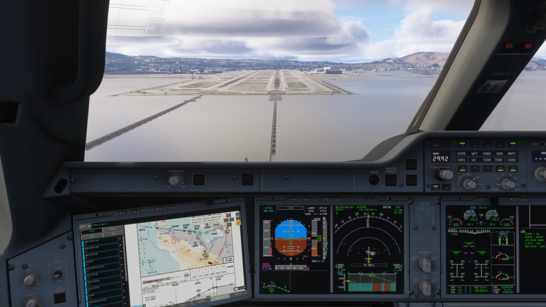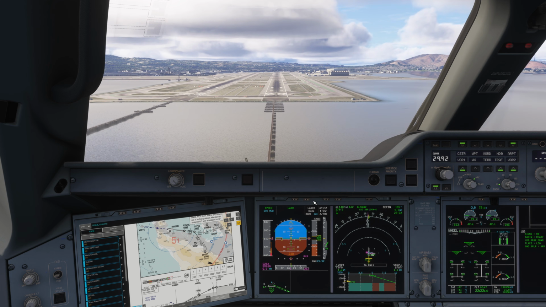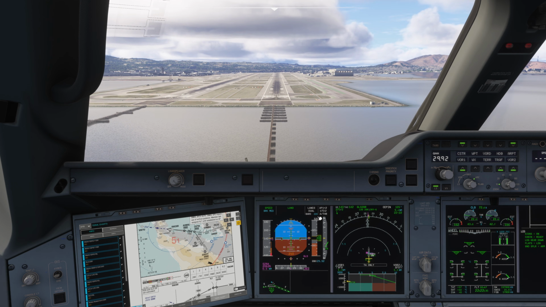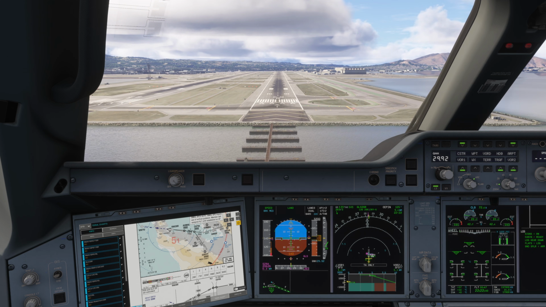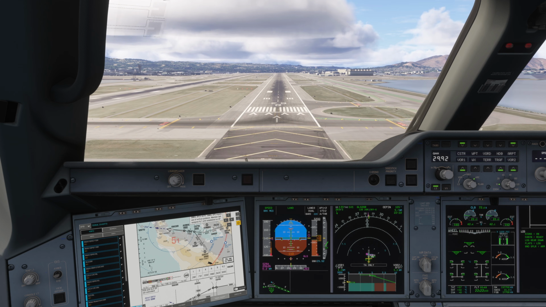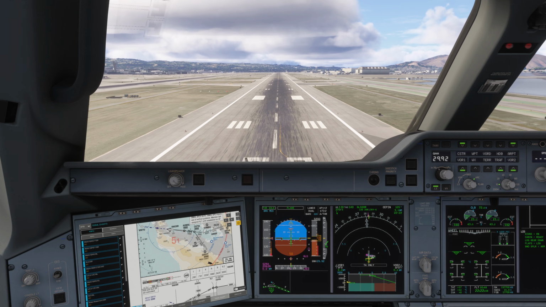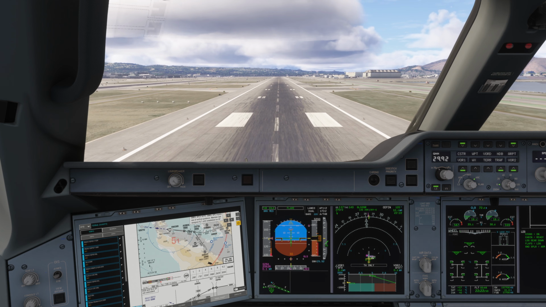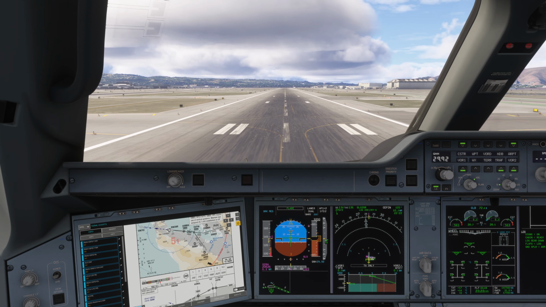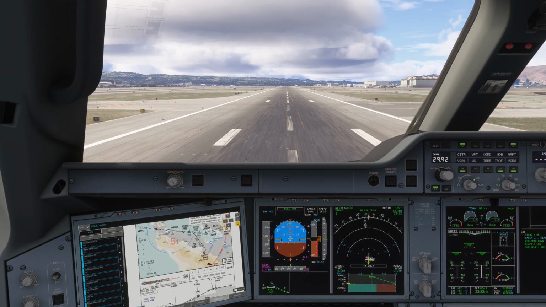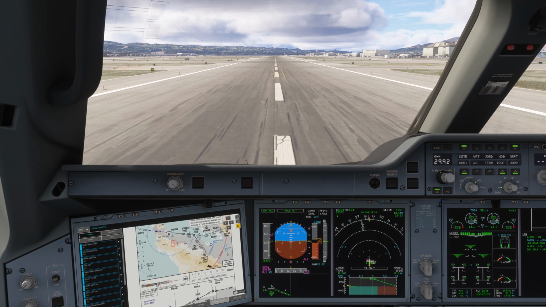And now let's see how this is going to work. Checked. Remember, you must still use the Cat 1 minima, even if you do an auto-land here. Continue. But that's just due to regulatory approvals at the moment. 100, 50, 40, Flare. 30, 20, retard, 10, 5. Look at that. Spoilers, reverse green, brake medium.